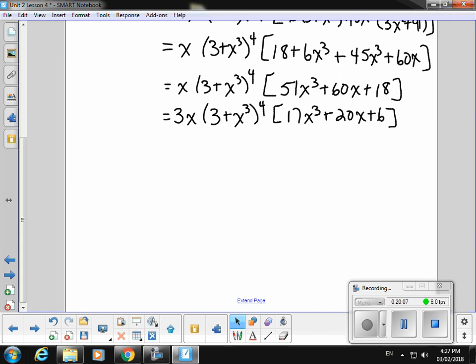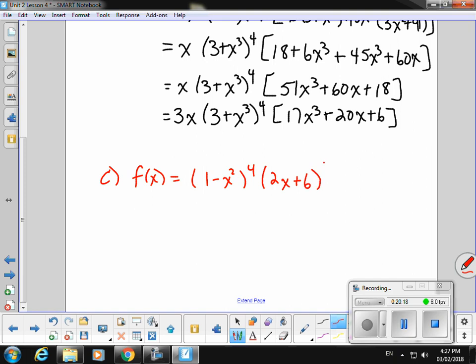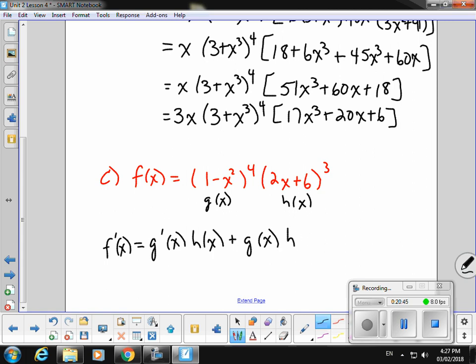Let's do C, red for danger. F at x equals 1 minus x squared to the 4th times 2x plus 6 cubed. Would not want to do this the old way. With all that expanding, you'd be here till Monday. Let's do our rule. So we have one function, which is a power, and a second function, which is also a power. So our derivative is going to be interesting. Okay, the derivative of the first times the second plus the first times the derivative of the second.